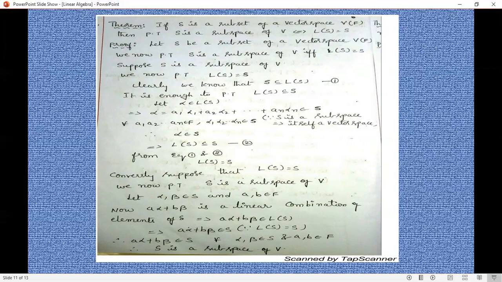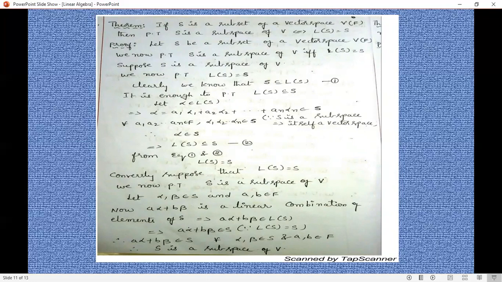Okay, we are taking what is given in the theorem statement. Let S be a subset of a vector space V of F. What do we have to prove now? S is a subspace of V if and only if L of S equals S. Okay, students. Suppose we are taking the given condition, the first statement. Suppose S is a subspace of V. What do we have to prove now? L of S equals S.